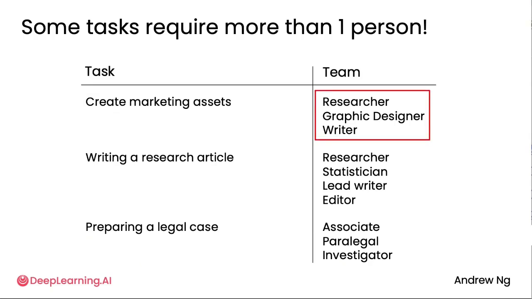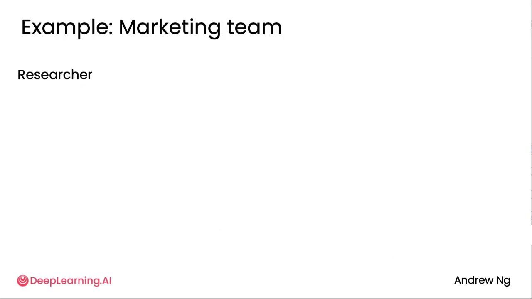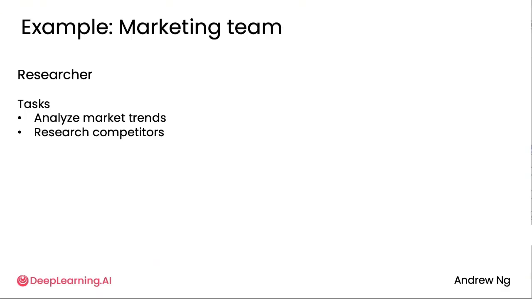Look into detail into what a researcher, graphic designer, and writer might do. A researcher might have the task of analyzing market trends and researching competitors. And when designing the research agents, one question to keep in mind is, what are the tools that the researcher may need in order to come up with a research report on market trends and what competitors are doing? So one natural tool that an agentic researcher might need to use would be web search. Just as a human researcher asked to do these tasks might need to search online in order to come up with their report.